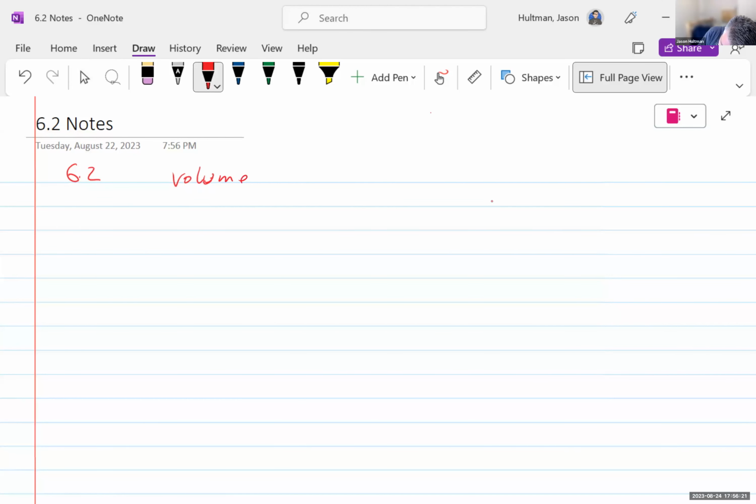Okay, 6.2 is on volumes, the beginning of volumes. The area of a circle is pi r squared.